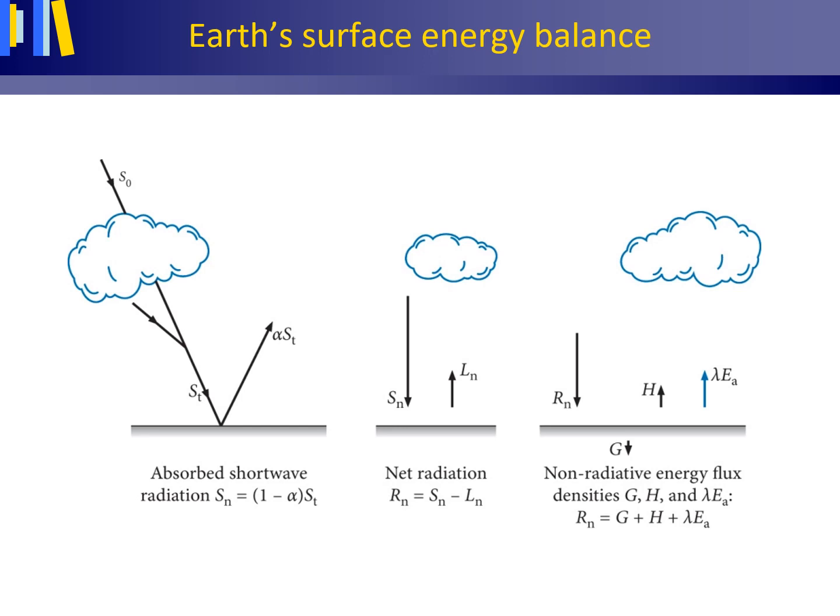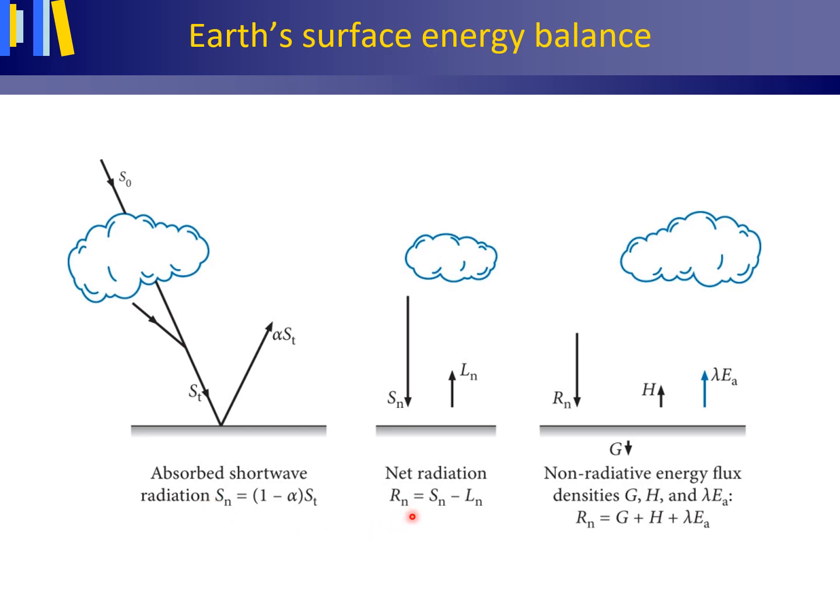The Earth's surface energy balance. There's radiation from the sun. Part of the radiation that reaches the Earth's surface is reflected. Alpha is the albedo, or reflection coefficient. It's the fraction of incoming radiation that is reflected. Part of the incoming radiation is absorbed. Sn is the absorbed shortwave radiation at the Earth's surface.